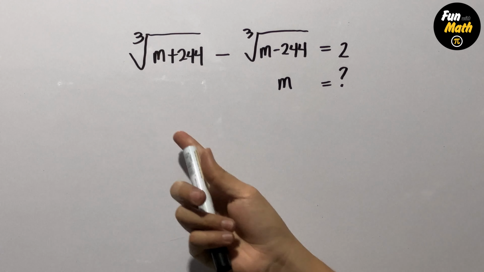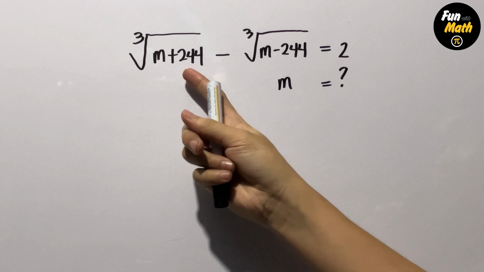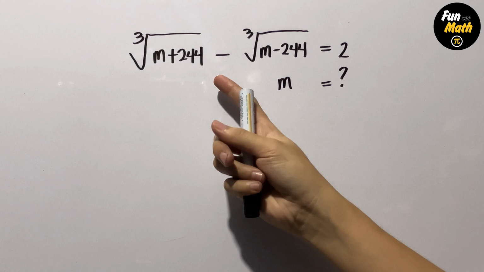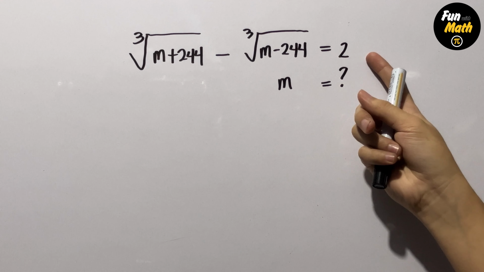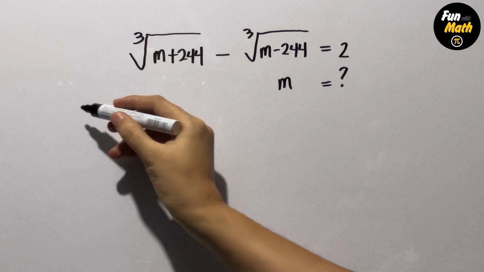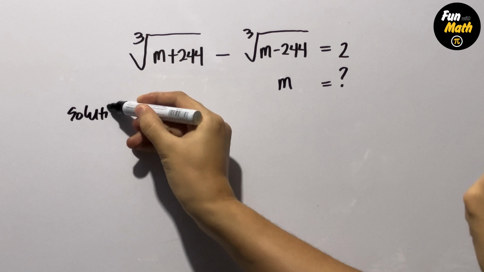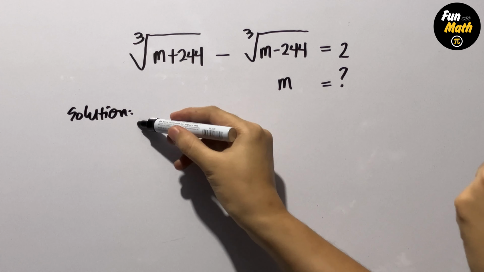For this day, we're going to solve cube root of m plus 244 minus cube root of m minus 244 is equal to 2. Let's find m. So here's the solution. First, let's bring down the equation.